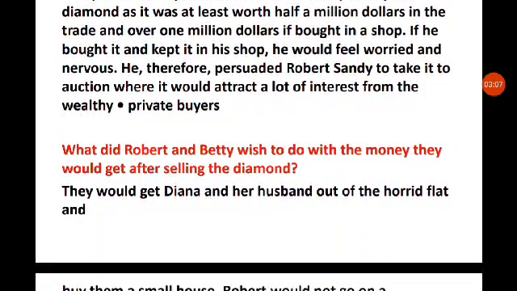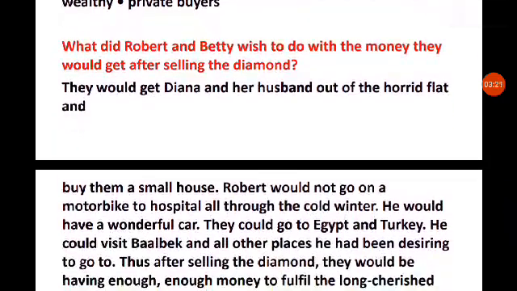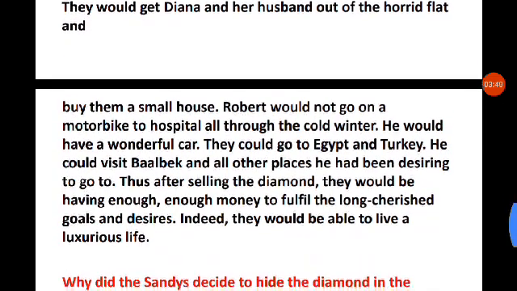What did Robert and Betty wish to do with the money they would get after selling the diamond? The answer is: they would get Diana and her husband out of the horrid flat and buy them a small house. Robert would not go on a motorbike to hospital all through the cold winter. He would have a wonderful car. They could go to Egypt and Turkey. He could visit Baalbek and all other places he had been desiring to go. Thus, after selling the diamond, they would have enough money to fulfill their long cherished goals and desires. Indeed, they would be able to live a luxurious life.